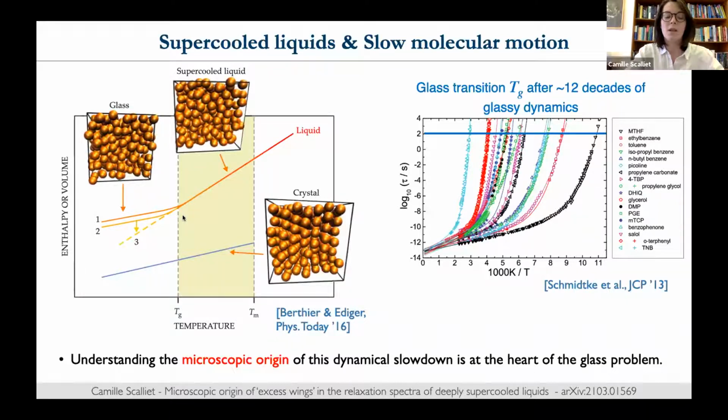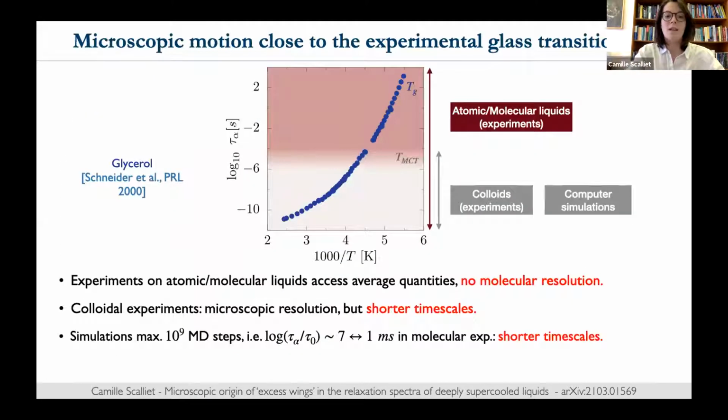And the main question here is really to understand what drives this dramatic slowdown at the microscopic scale. In order to understand and maybe rationalize why the dynamics become so slow, a natural step would be to observe the dynamics when it's really slow at the microscopic scale, and to look at how particles move close, for example, to Tg. Various experimental or computational methods may achieve this. Atomic or molecular liquids can be studied by experiments, and we can really reach this experimental glass transition. However, they can only measure averaged or macroscopic quantities, and observing the individual motion of the molecules is impossible for now.